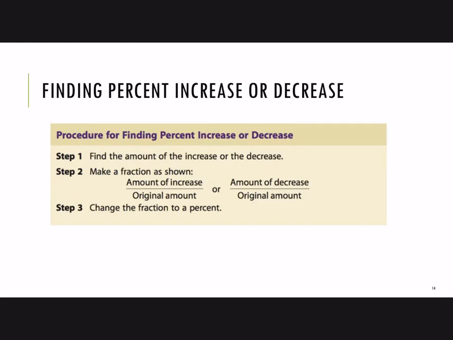All right, what about percent increases or decreases? Well, let's say you know the amount of an increase or a decrease. So let's say that you have a coupon for $10 off of $50 or more. That's an amount in dollars of an increase or decrease. And then to find the percent of the increase or decrease, you just make a fraction of that amount of the increase or decrease over the original amount, and then just change the fraction to a percent.